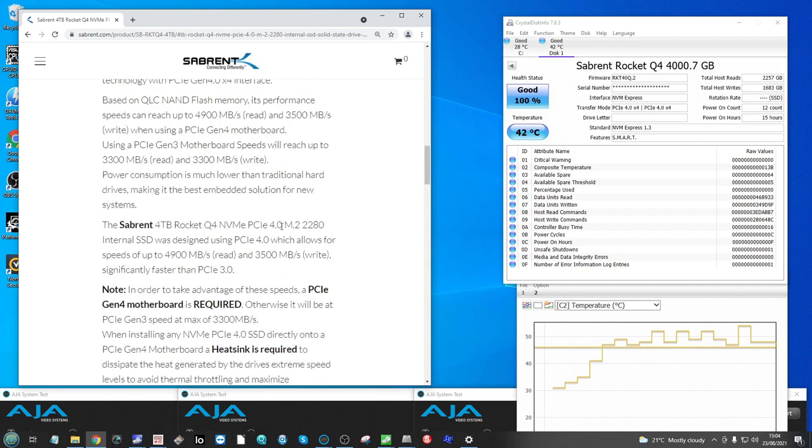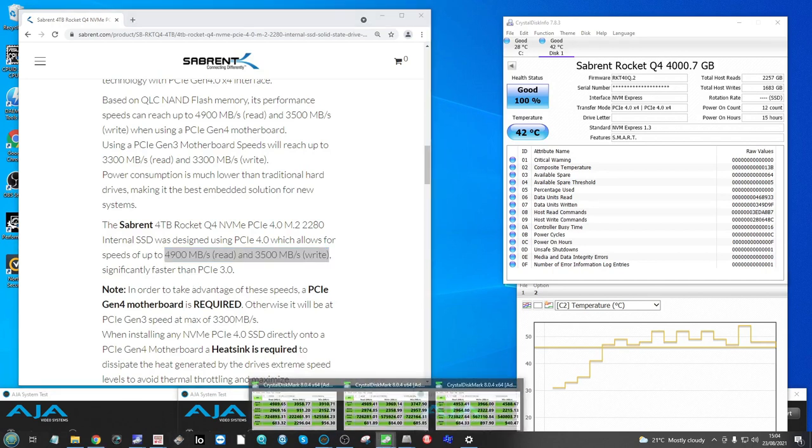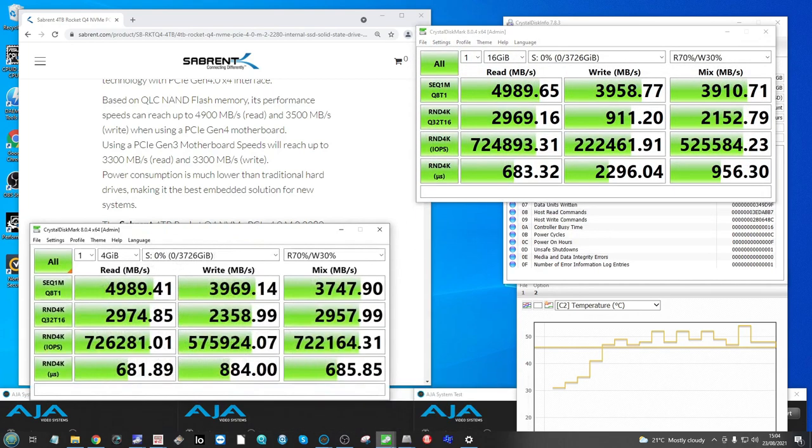Once again, just to remind you, they had a reported maximum on this drive of, where is it? I've just lost it. 4,900 megabytes per second read sequential and 3,500 megabytes per second sequential write. So read and write there. So bearing that in mind, the first test we can go straight into is one of the easiest to read, and of course that's Crystal Disk.